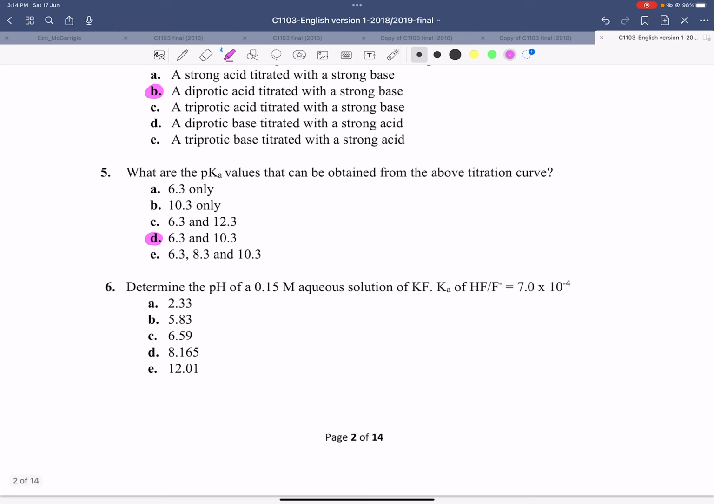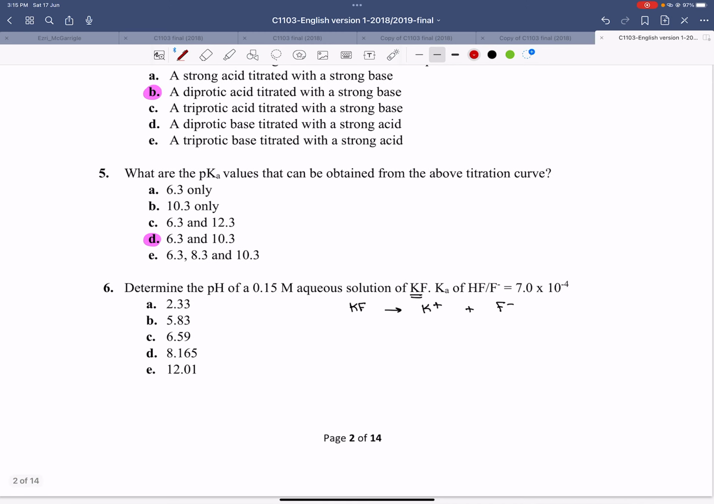So, number 6, determine the pH of a 0.15 aqueous solution of KF. KF is a salt. Basically, KF will dissociate. I don't know if you took solubility yet, but salts dissociate according to their KSP and according to their equilibrium. If you don't have the KSP, it means KF will completely dissociate into K plus and F minus. That's very good.